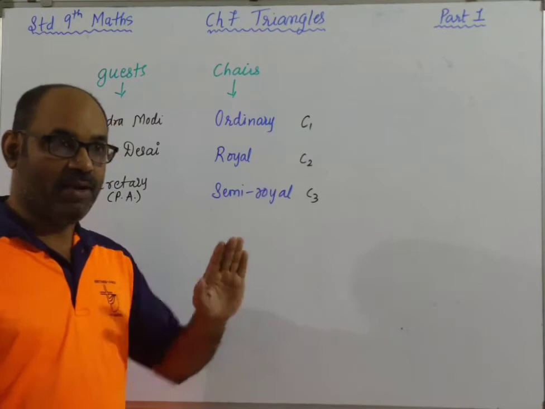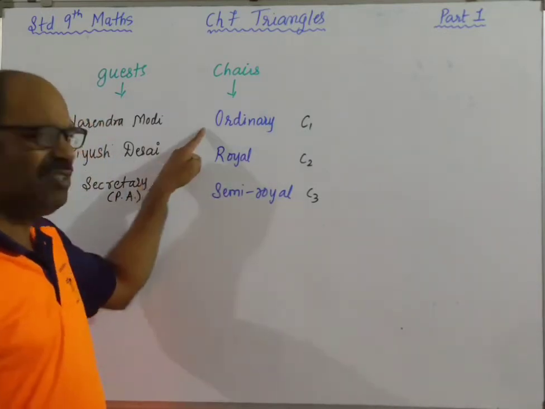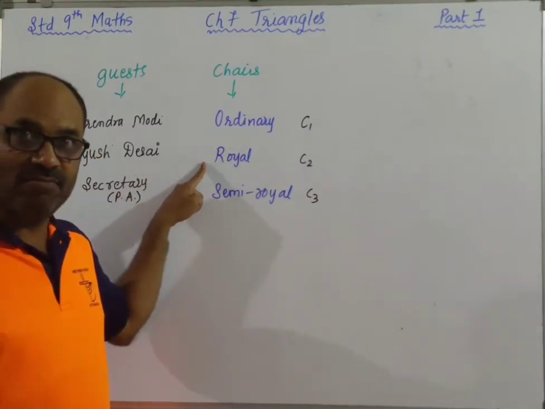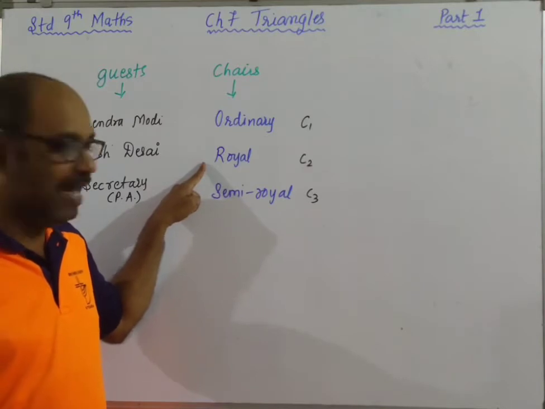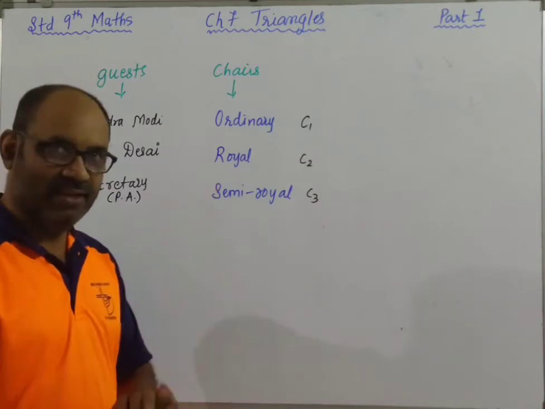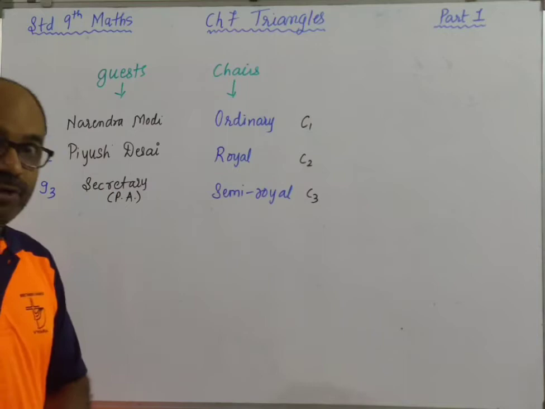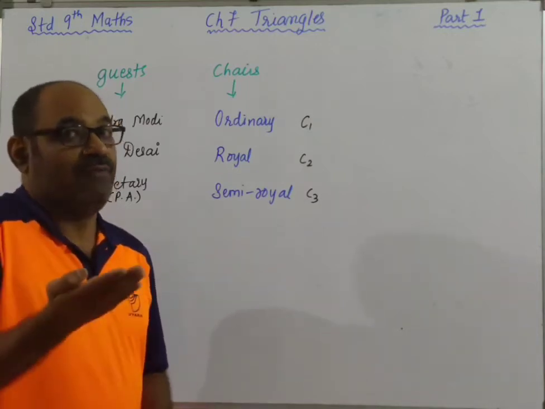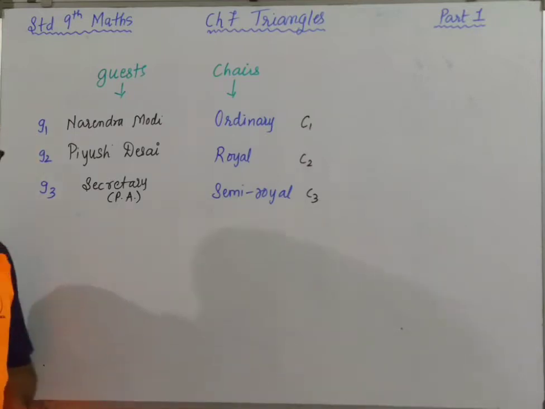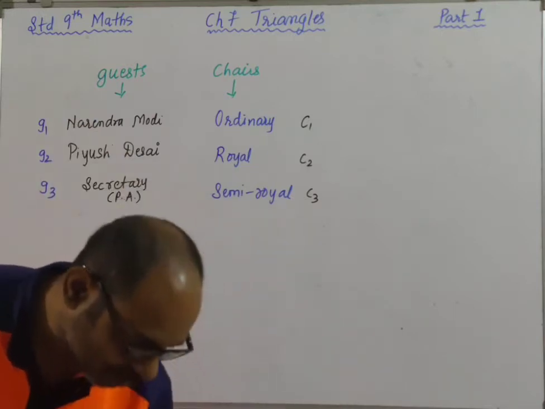And at the function, on the stage, there are 3 chairs kept. One is an ordinary chair, a simple chair; then a royal chair, very decorative, beautiful, huge; and a semi-royal chair. Alright? So you can understand these 3 chairs are also of different types, because the 3 persons who are going to sit on the chairs hold different positions in politics. Okay, so who has to sit on which chair?